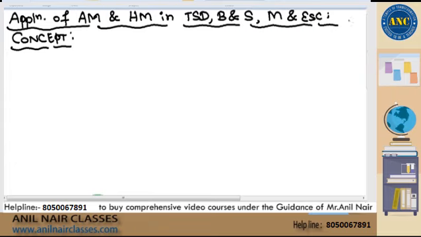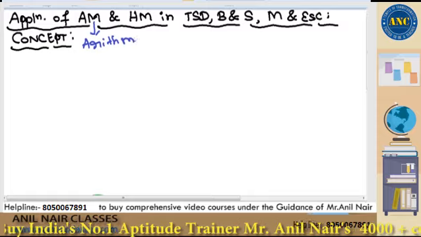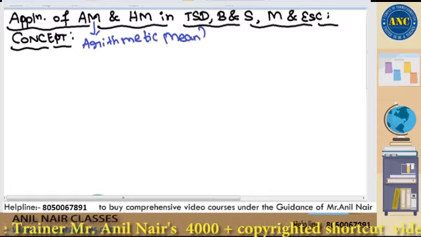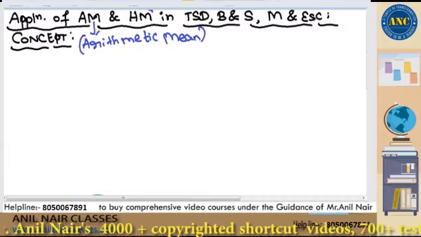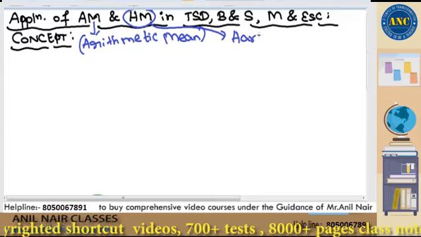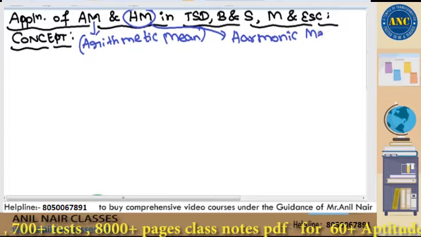Hemanta, AM is nothing but arithmetic mean. Arithmetic mean is nothing but average, which we will discuss in today's class evening session. HM is nothing but harmonic mean. This is something which we have studied in 7th standard or 8th standard textbooks.